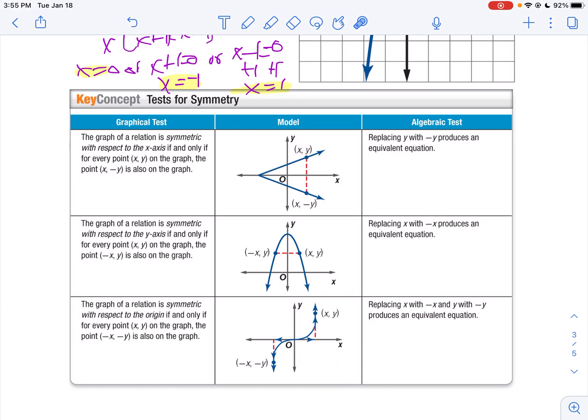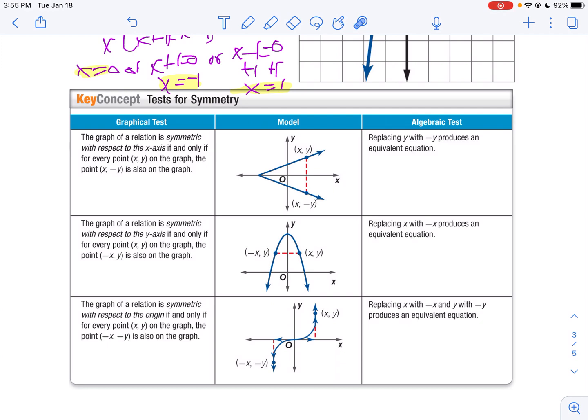When I look at symmetry with respect to the y-axis, that means for every y value I have the x value and its opposite. So I can look at it, it's symmetric with the y-axis. When I do that, I replace x with negative x, I get an equivalent equation.